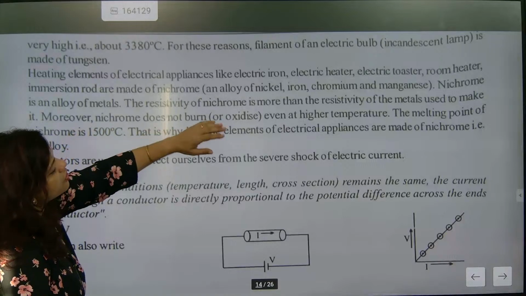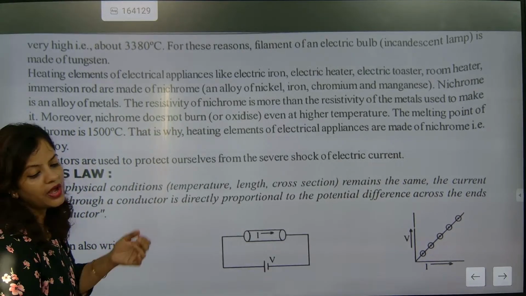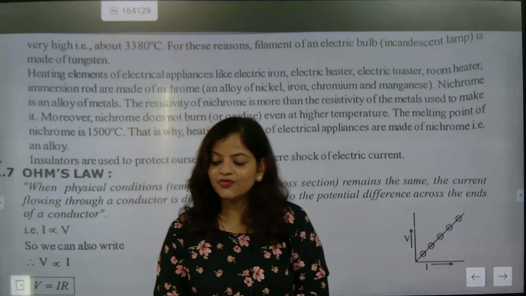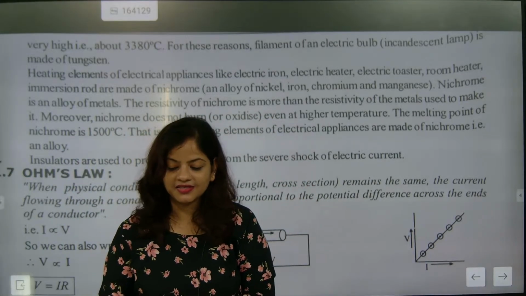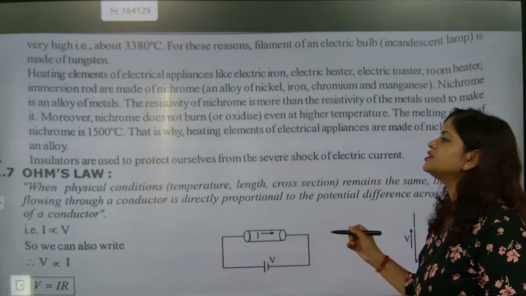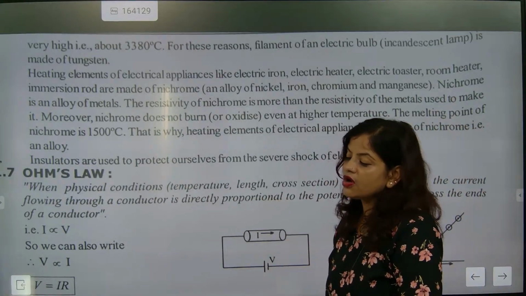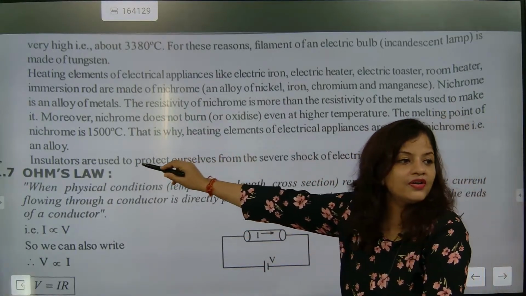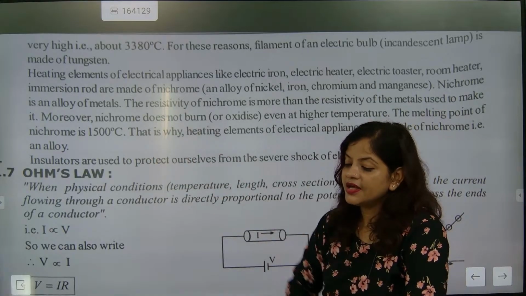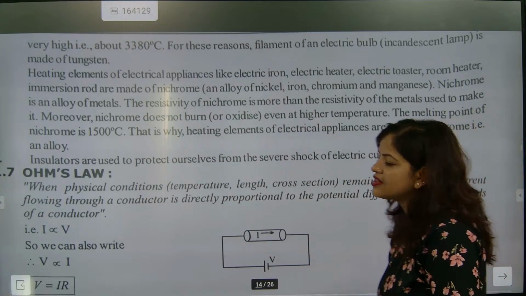Nichrome does not burn even at higher temperature. The melting point of nichrome is 1500 degrees Celsius. It bursts with a force when it is broken. So what is the temperature here? 1500 degrees Celsius. And that's why the heating elements of electrical appliances are made with nichrome.